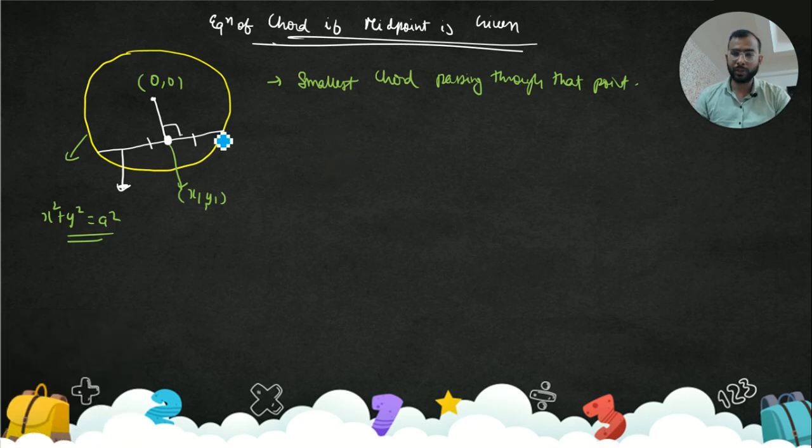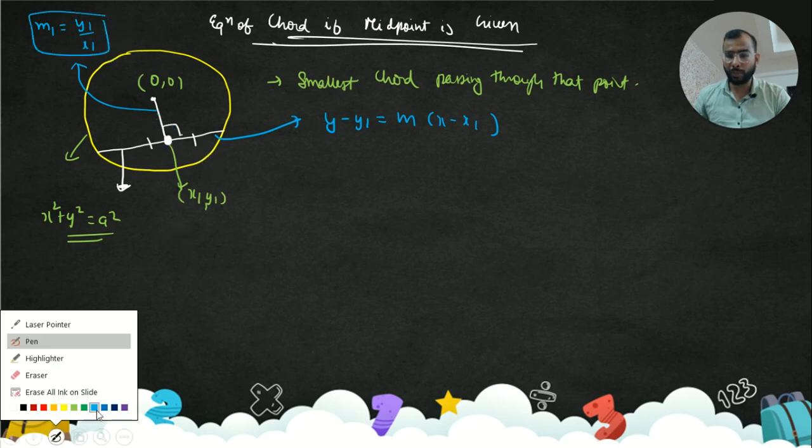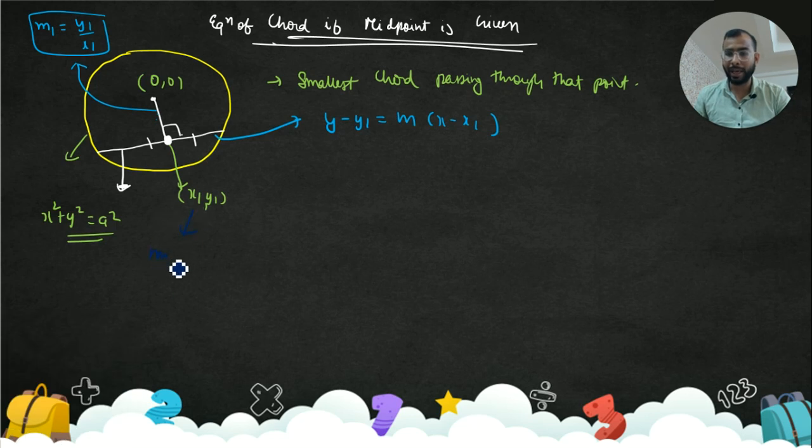Let's quickly write it. Its equation would be y minus y1 equals m into (x minus x1), where m is the slope of this line. How can I find the slope? Let me first find the slope of the line from the center, say this line has slope m1. The slope would be (y1 minus 0) upon (x1 minus 0), which is y1 upon x1. This is the slope of this line. We know that the slope of our line is m, so m into m1 is equal to minus 1. So m is equal to minus 1 upon m1, which gives minus x1 upon y1.